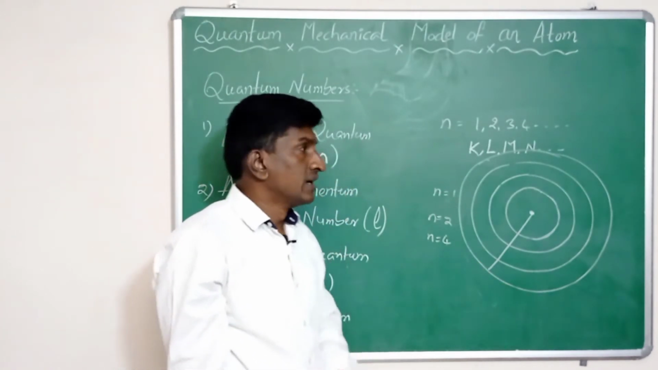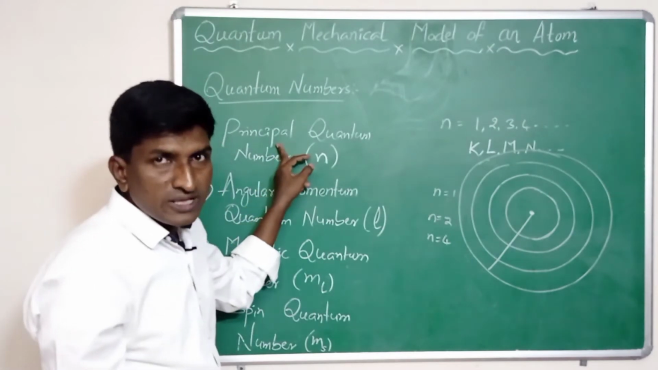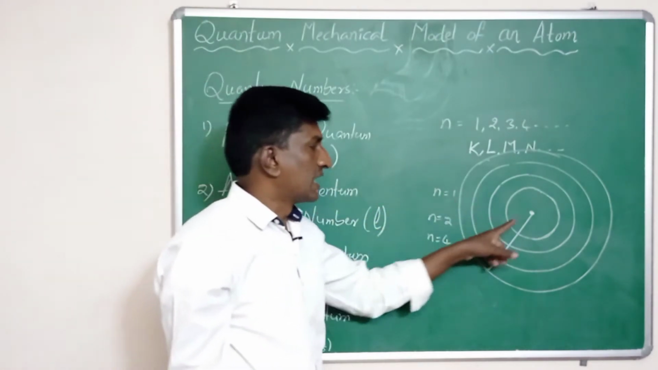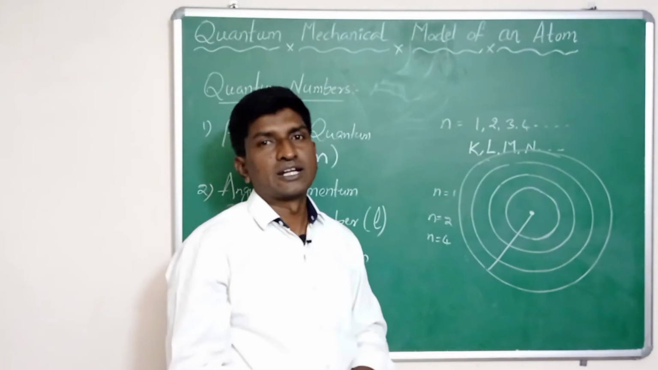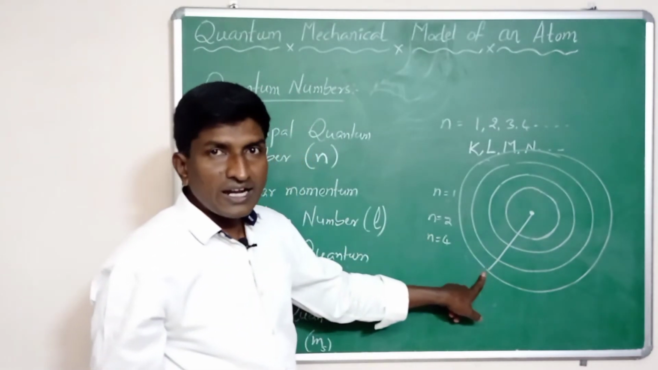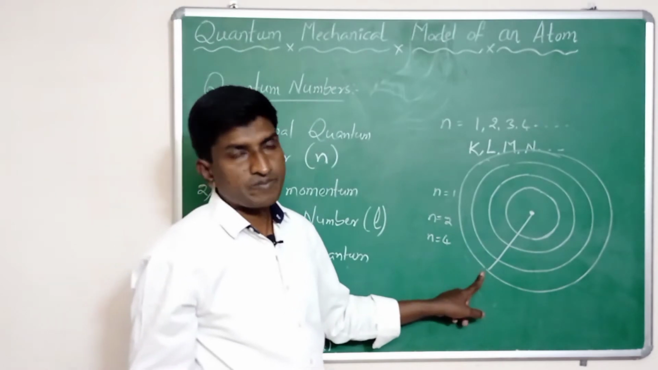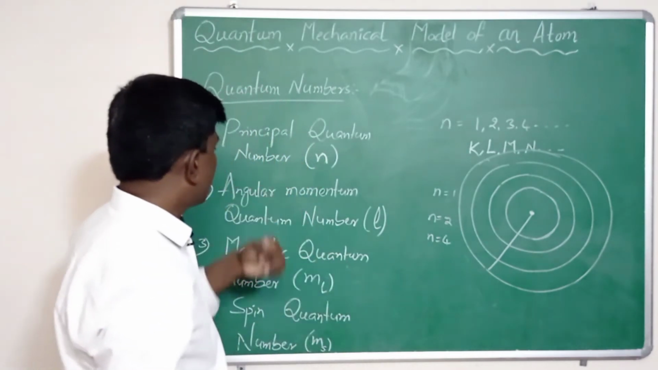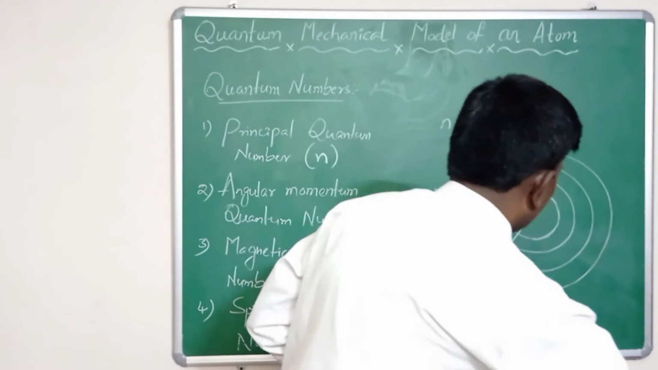In this way, the principal quantum number explains the size of the atom and the energy of the atom. As the n value increases, the size increases and its energy also increases. And next, we come to the angular momentum quantum number.